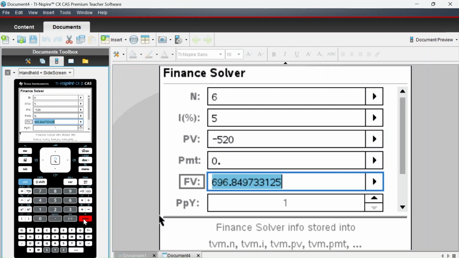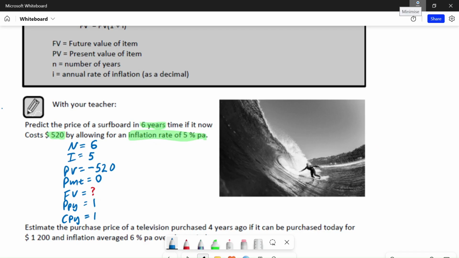And the future value, in 6 years' time, this surfboard, if inflation averages 5% per annum, will cost $696.85. Okay, so there we go. Not too hard at all.